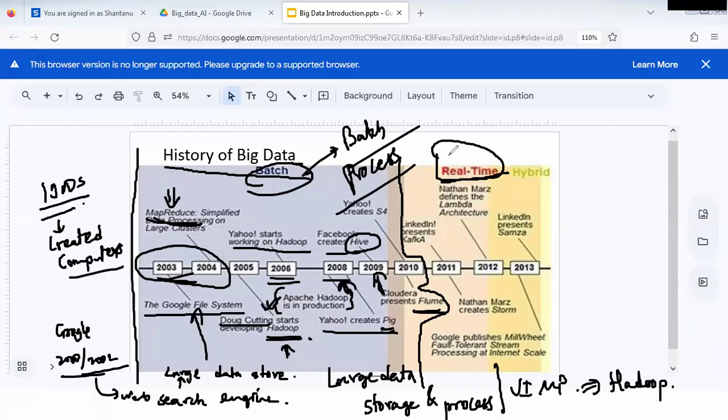How this possible? By doing specialized tools like Kafka, then Samza, then Storm, then PySpark, Spark. There are a lot of Spark streaming, Kafka streaming. There are a lot of tools which are available for real-time data analysis. Okay, so after 2010 people started going towards real-time data analysis.